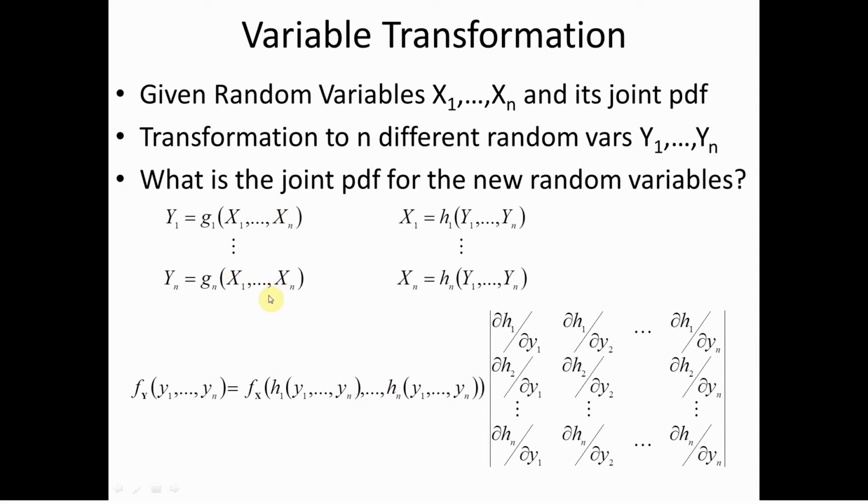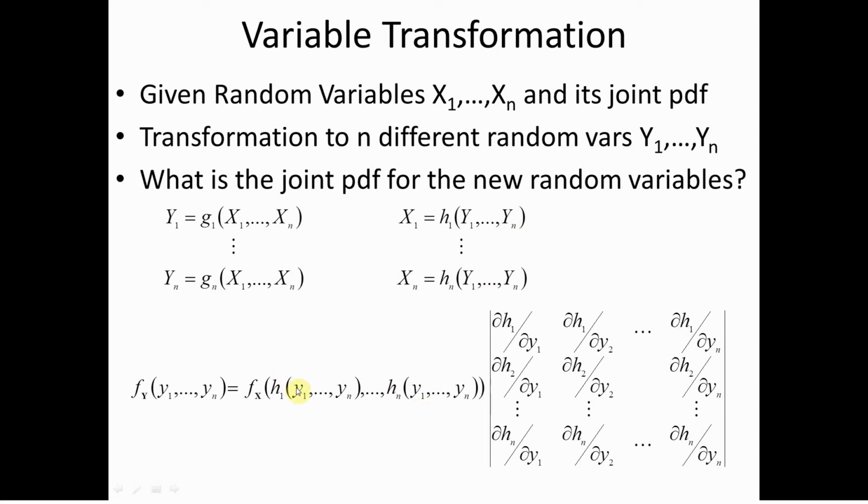But in order to be able to make this variable transformation, it has to be the case that this relationship is invertible. In other words, I have to be able to solve for the x's in terms of the y's. This is basically the same as the condition that this mapping is 1-to-1. Okay, from this vector to this vector, it's a 1-to-1 mapping.